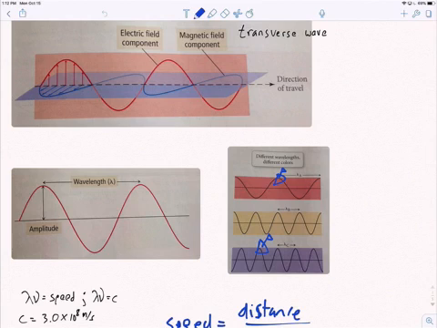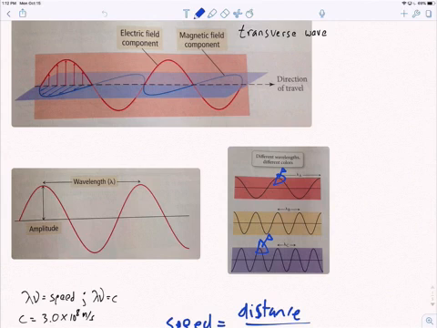Same thing with light and electromagnetic radiation, but it moves at the speed of light. The speed of light is 3 times 10 to the 8 meters per second, so 300,000 kilometers a second, 186,000 miles per second. So very fast. And the speed of light is constant. That's special relativity. Maybe you've heard of special relativity before.